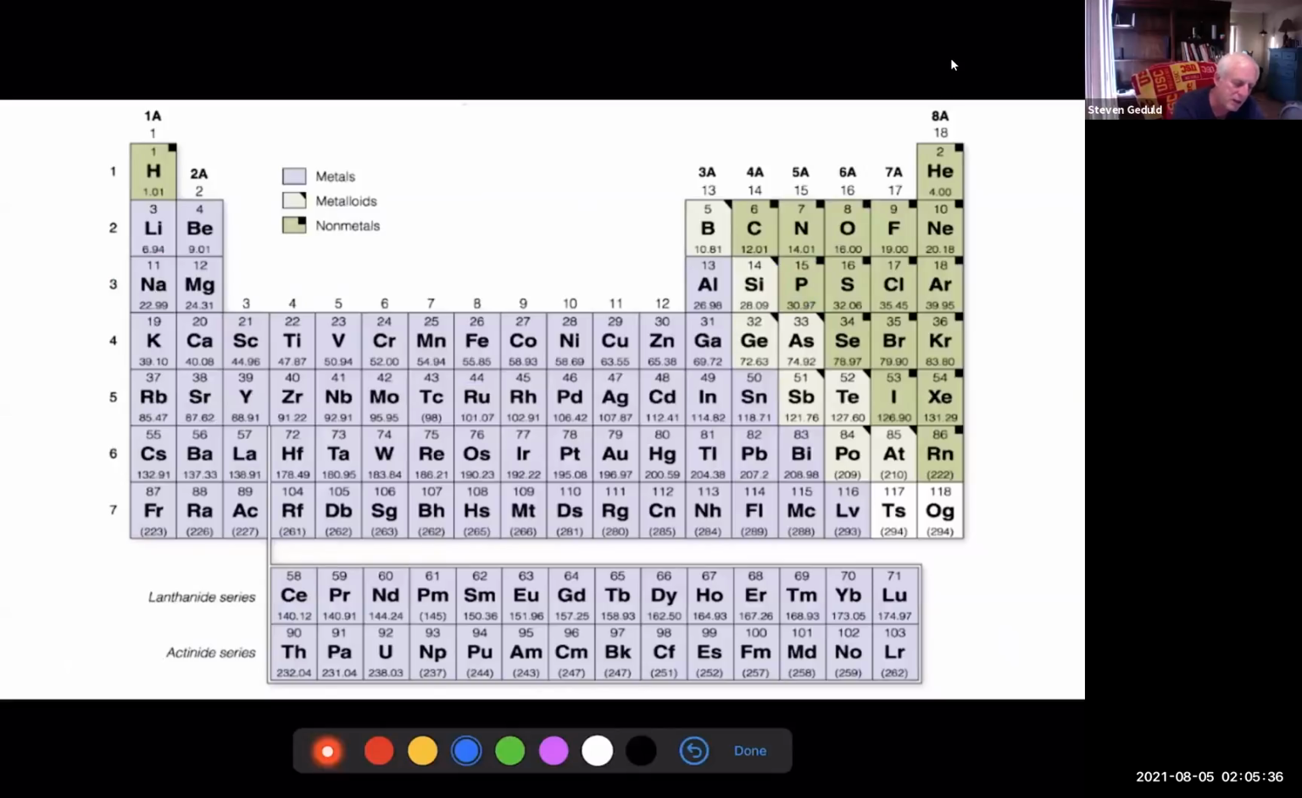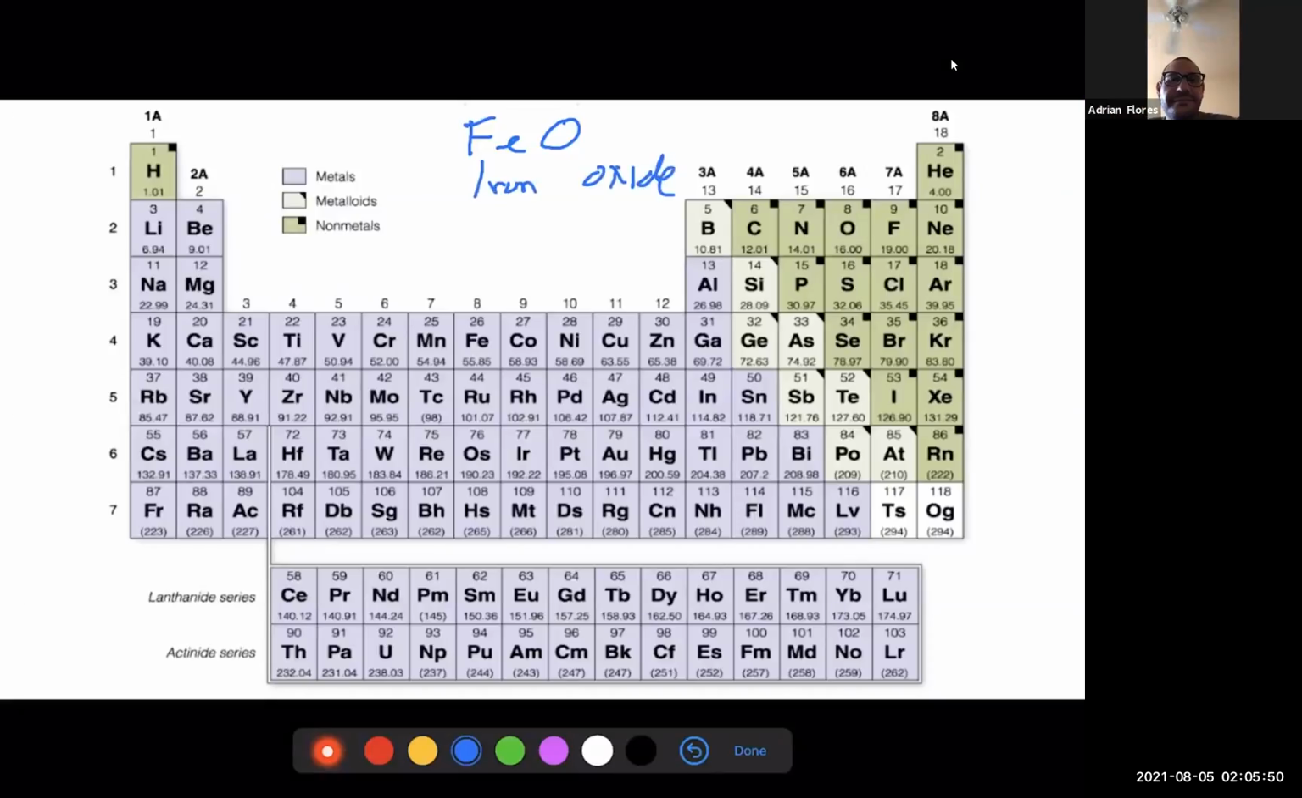If we had a compound like Fe, iron oxide, you don't know if it's diiron oxide, triiron oxide. You don't know how many there are of it. You have to tell me the oxidation charge on it. So if oxygen is 2-, then iron has to be what to make it balance? It has to be 2+. So you put in Roman numerals: iron(II) oxide.